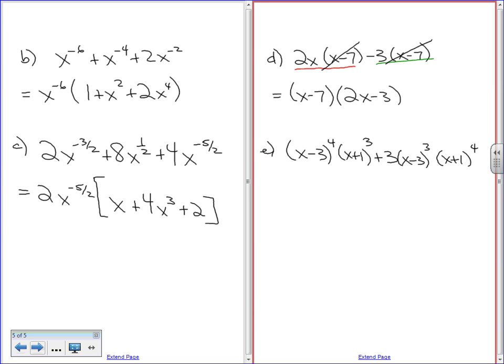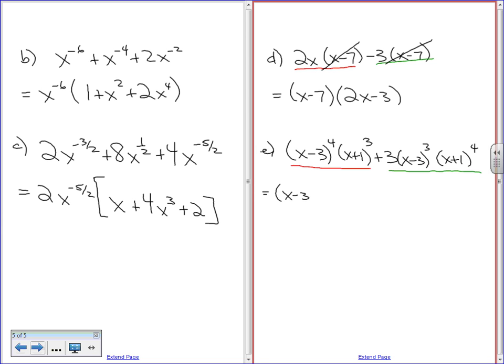So same concept as the one above. I have my first term, then a plus sign, which separates my terms, and then my second term. I'm going to look at the red term and the green term and figure out what's common to both of them. So what's common to the red and the green term? Anything the same, Brennan?